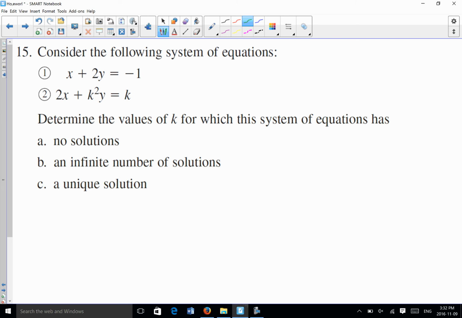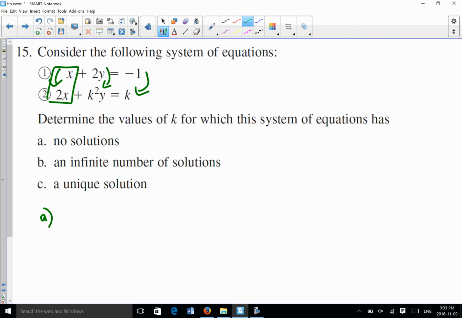Where the system has no solutions, infinite, or unique. So let's talk about no solutions. No solutions happens if these two things are parallel. In other words, there's a scalar multiple between these pieces, but not these pieces. So the scalar multiple between 1 and 2, to get the x's, is you have to double it.